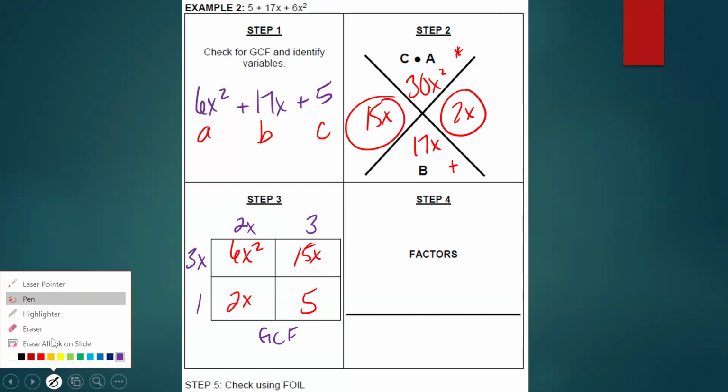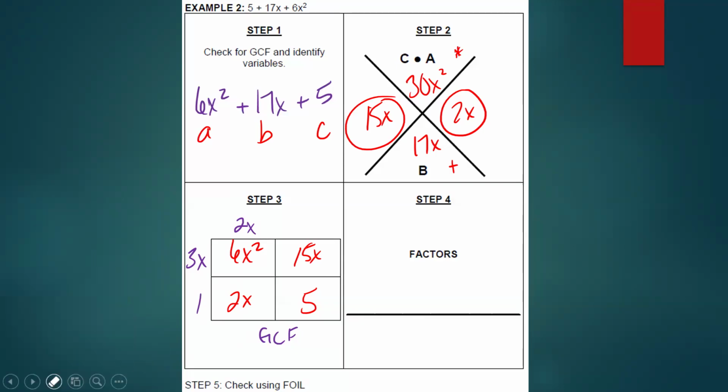I didn't write that 5. I was staring at this like, what am I doing?